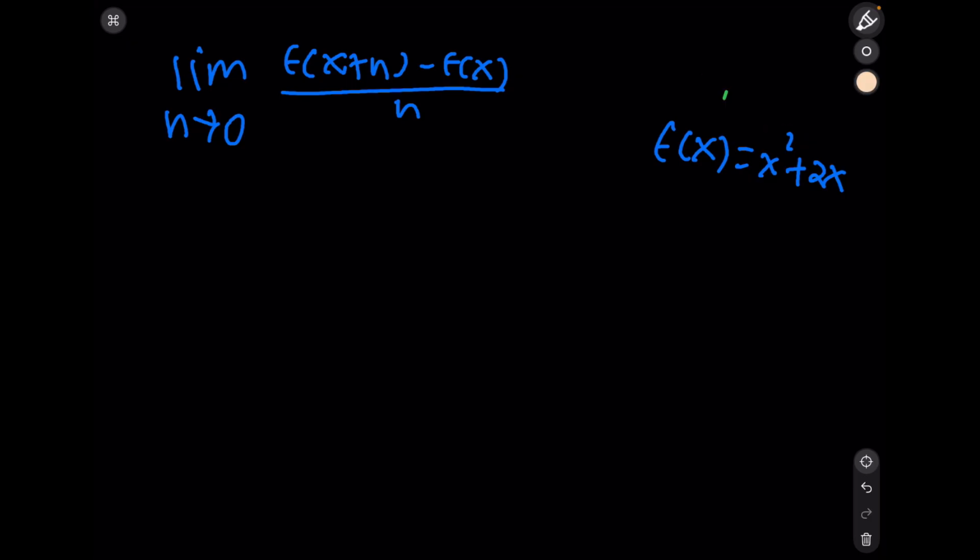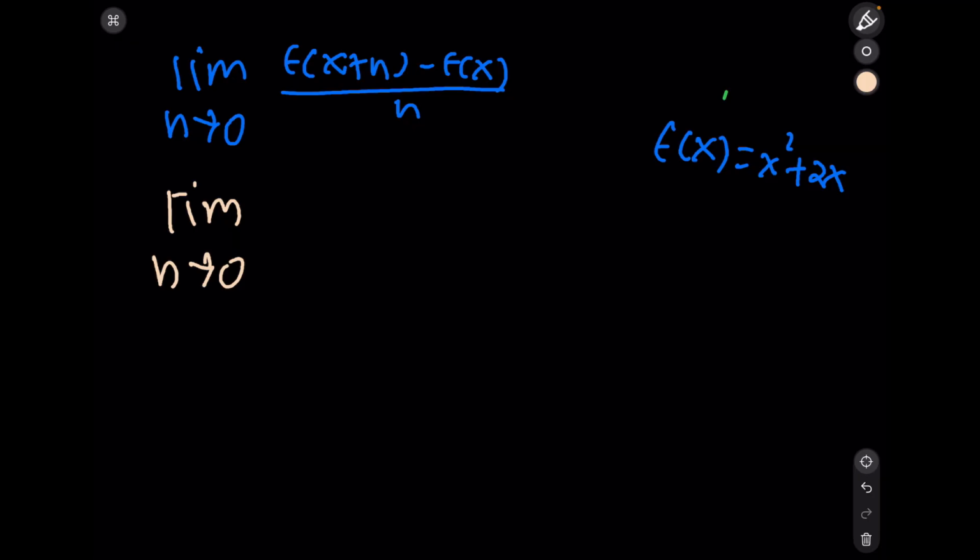Now, essentially, what you're going to do is just the same, but this time, you're going to replace everything with the x plus h. And so here's what I mean. So we know that f of x is equal to x squared plus 2x. All you're going to do is just replace everything. So this might seem a little confusing at first, so pay attention.